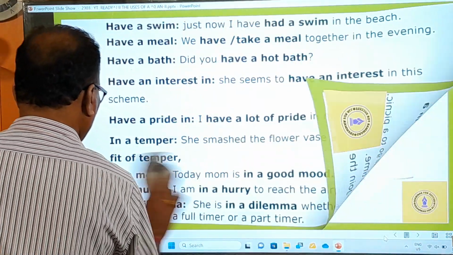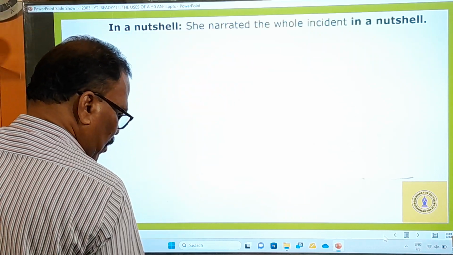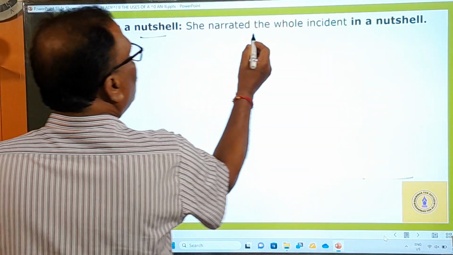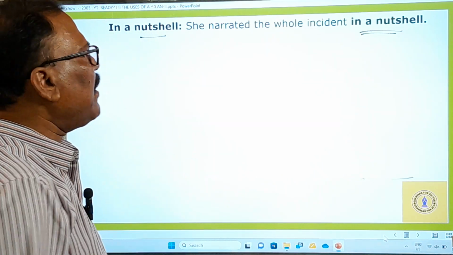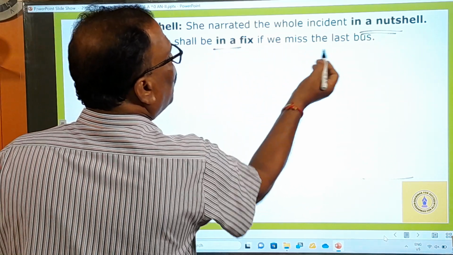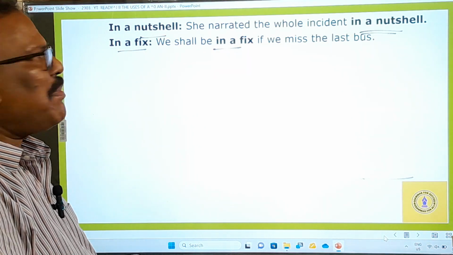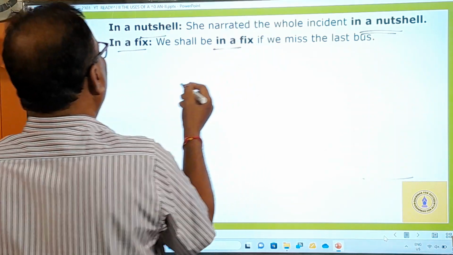Now let's go to the next slide. In a nutshell: one more thing, in a nutshell is there. She narrated the whole incident in a nutshell. In a nutshell means briefly. In a fix: we shall be in a fix if we miss the bus. If we miss the bus, what happens? We'll be in a fix. In a fix means in a problem.